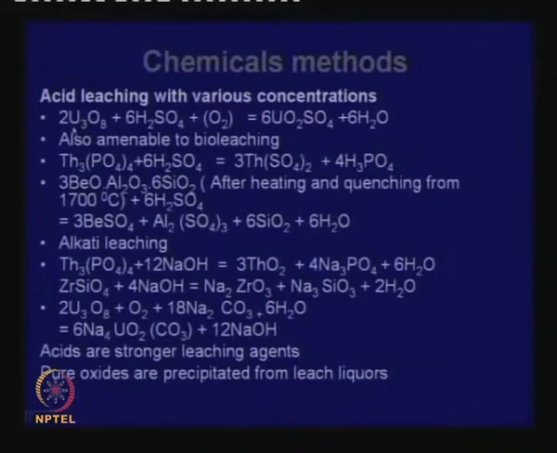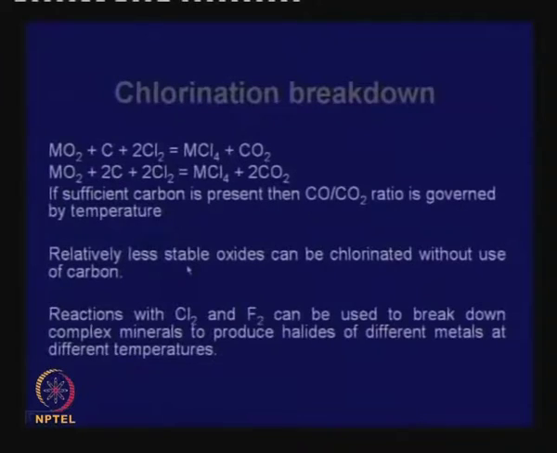I have talked about leaching of the oxide concentrates either by acids or by alkali, and then from the purified starting material we can chlorinate to produce a chloride from which we will get the metal, or we can also fluorinate. In the case of very stable oxides, I mentioned that you need presence of carbon for chlorination. Without carbon, they cannot be chlorinated.